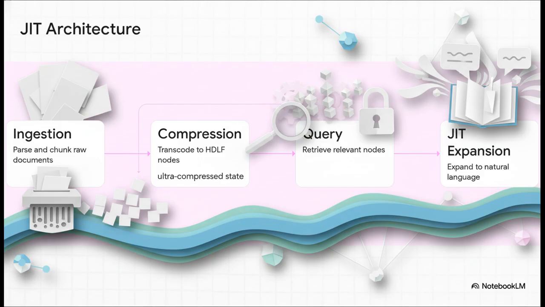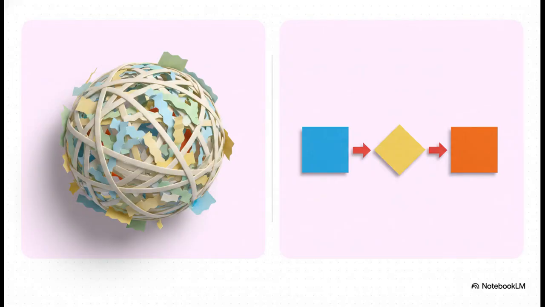Then, in phase 3, when a query is actually made, the system retrieves only the relevant compressed nodes. Finally, in phase 4, it expands them back out into natural language just in time for the user to read. Let's look at a practical example. Compare a standard, super wordy server error to its HDLF counterpart.